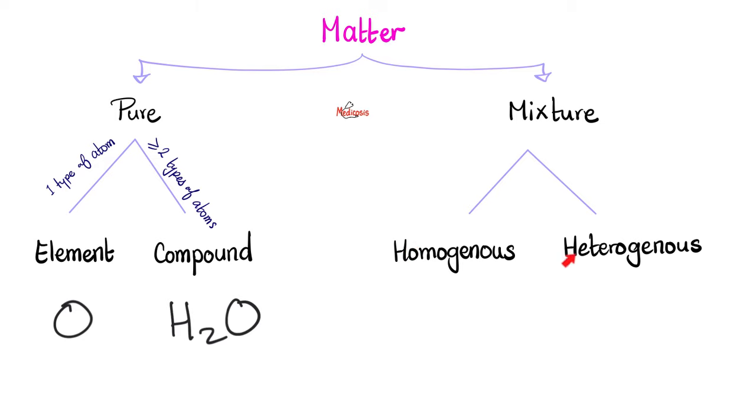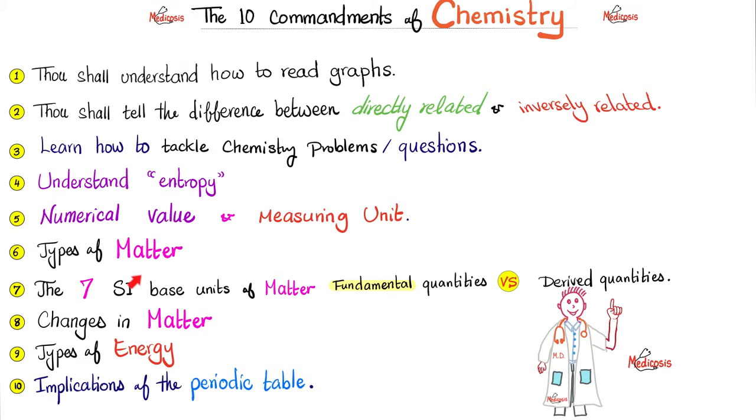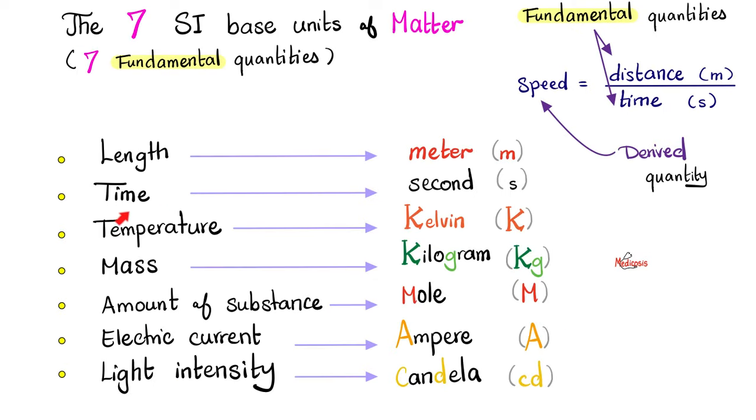But let's add oil to water. That's heterogeneous. Oil will remain on top, water at the bottom, with a layer in between. Heterogeneous, not identical composition throughout. Next, we'll talk about the 7 standard international base units of matter. And there you go. We have length, time, temperature, mass, amount of substance, electric current, light intensity.